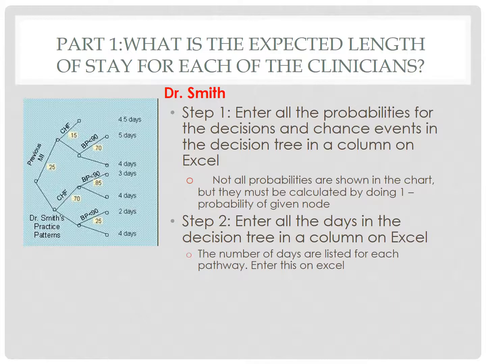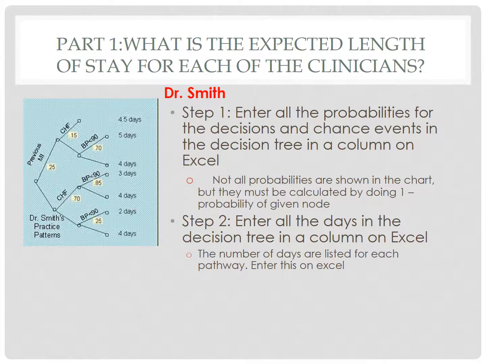First, we will find the expected length of stay for Dr. Smith. The figure shows a decision tree. We see that the probabilities for the first path, which shows 4.5 days, are 0.25 and 0.15. For the second path, which is 5 days, the probabilities are 0.25, 0.85, and 0.70. The third path has 4 days, which corresponds to 0.25, 0.85, and 0.30.